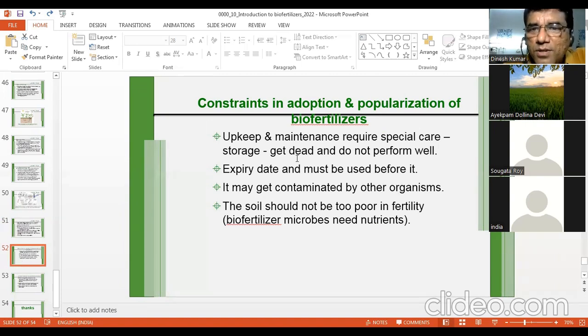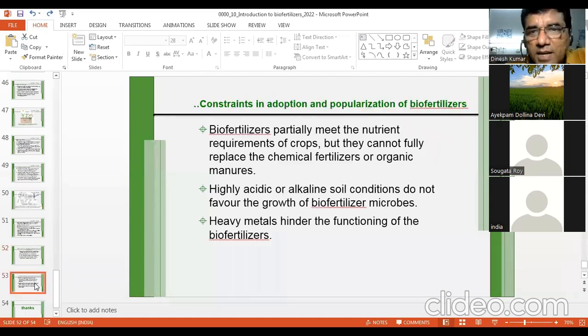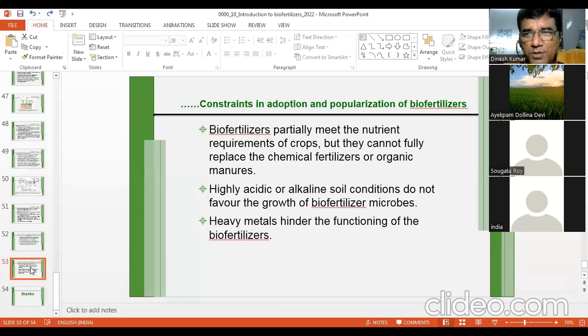In the end, you can see some biofertilizer constraints. Upkeep and maintenance require special care. Storage is difficult. They cannot be stored casually; they are to be stored at the right temperature and right humidity. So storage is the issue. Otherwise, their cells will die at high or very low temperature. So you need to keep them at the right temperature for their viability.